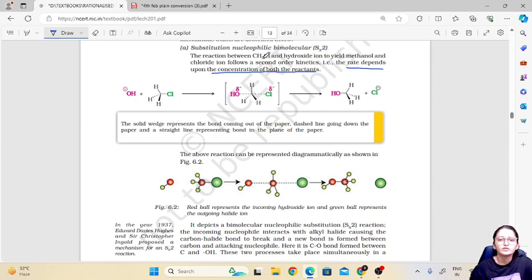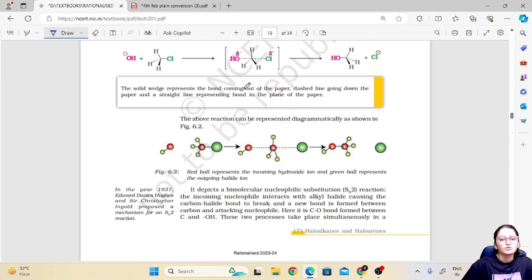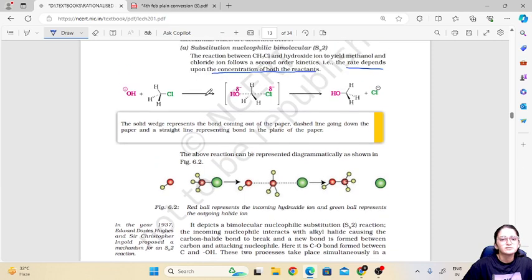So the reaction between methyl chloride and hydroxide ion to yield methanol and chloride follows second order kinetics. Second order kinetics means the rate depends on both the reactants. So let us see how it attacks. When a nucleophile is treated with a simple alkyl halide, that is methyl chloride, the nucleophile attacks this carbon and tries to link to this carbon, and at the same time chlorine will try to leave from here.